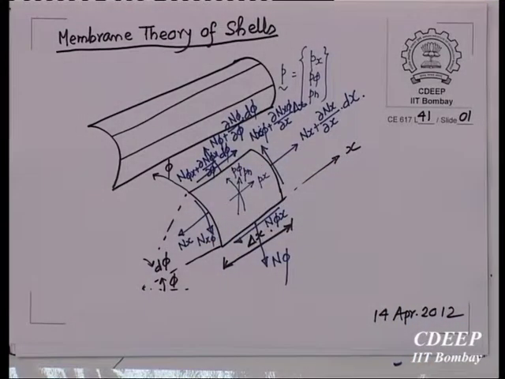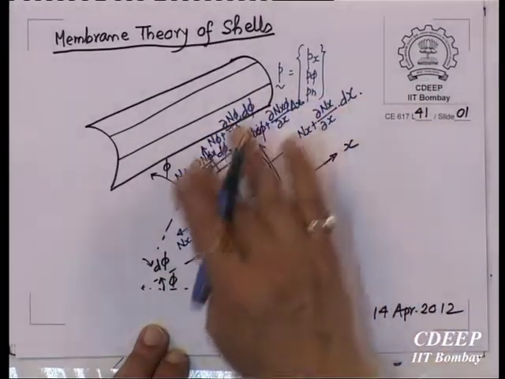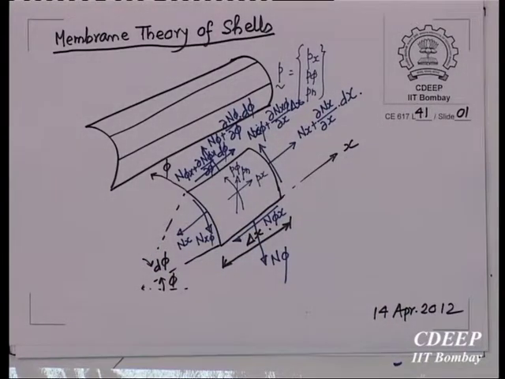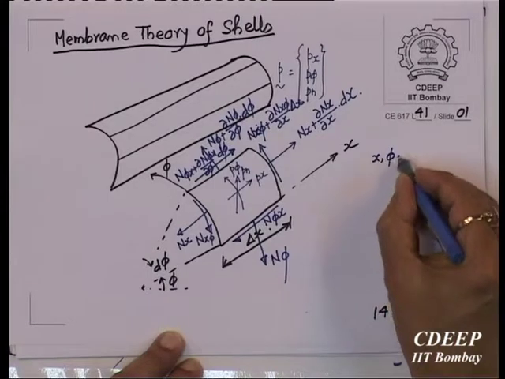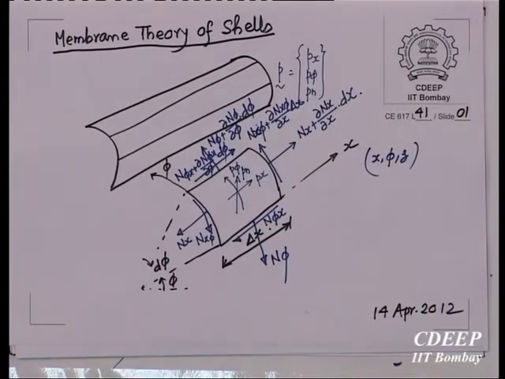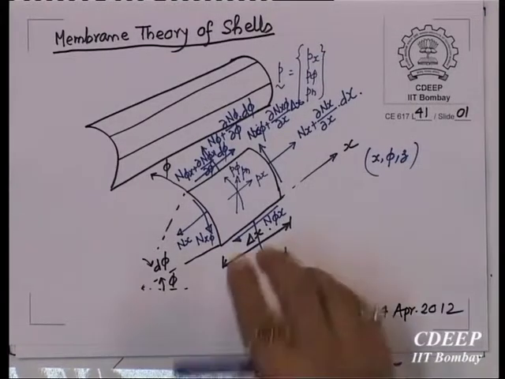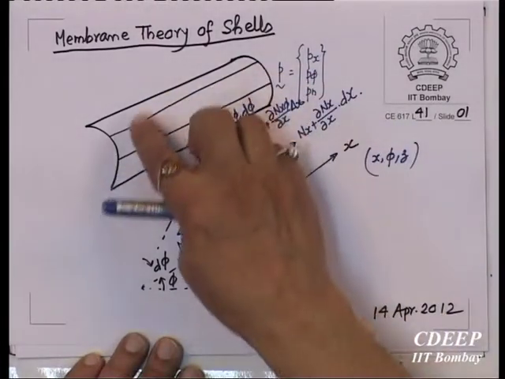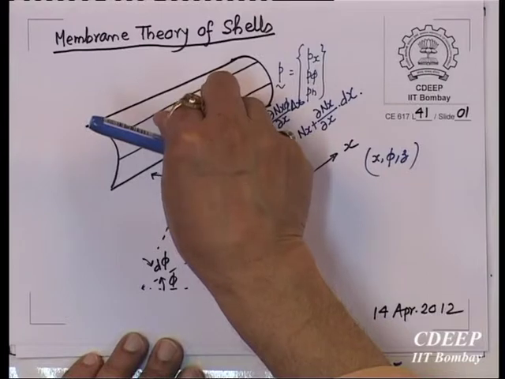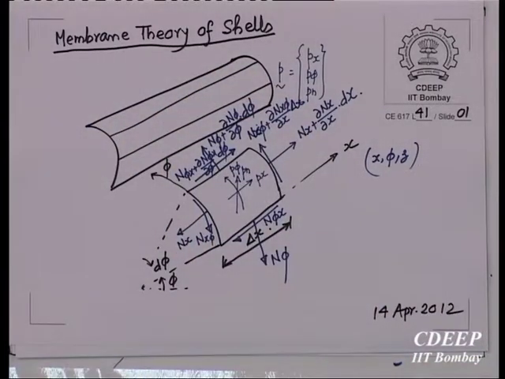So, we are assuming that the entire external load is resisted by these internal forces. This is one element in a state of equilibrium. Our coordinates are x, phi, z, a right handed screw system. We are assuming that the entire load is resisted by only membrane forces. Of course, this is possible only away from the supports, somewhere far away, where it will be in a membrane state of stress.